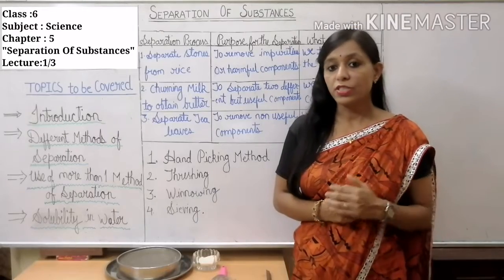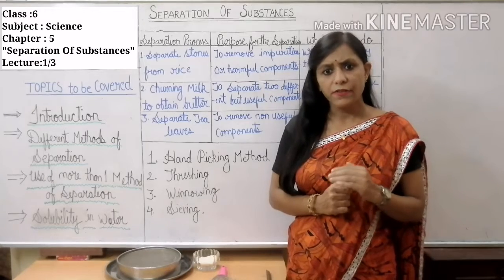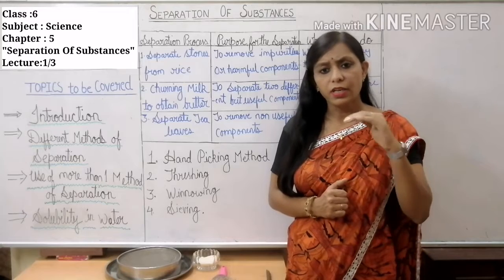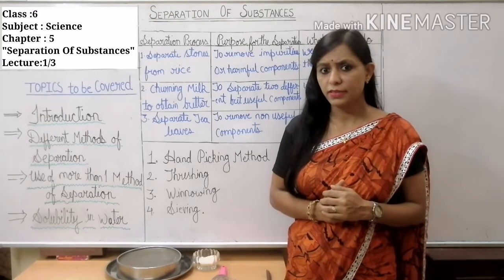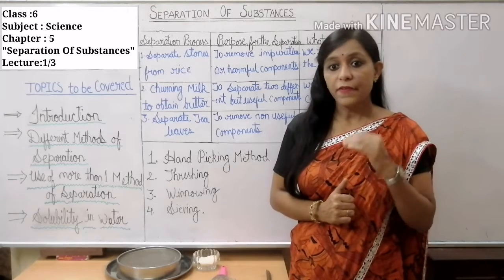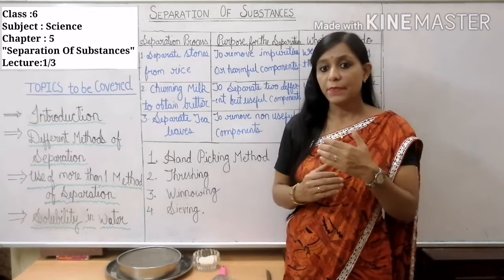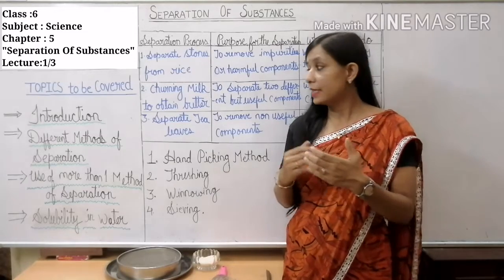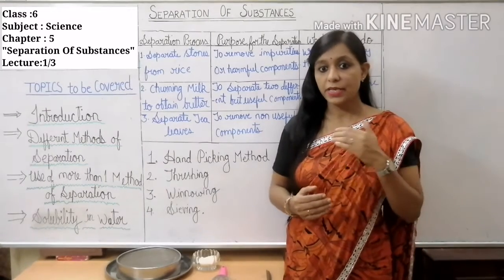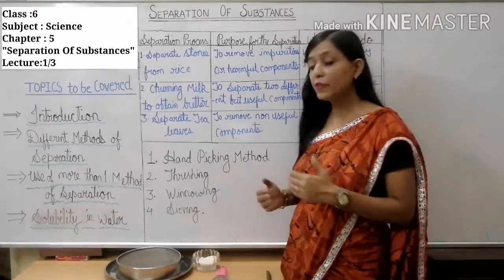Right? So one question is arising here. Why do we use winnowing for separating husk from grains, and why do we not use hand picking method? As we have already discussed, with hand picking method we cannot separate very small particles. That's why for separating husk from grains, we use winnowing.